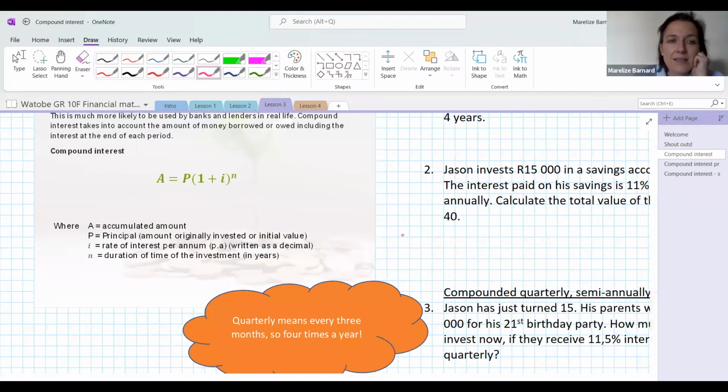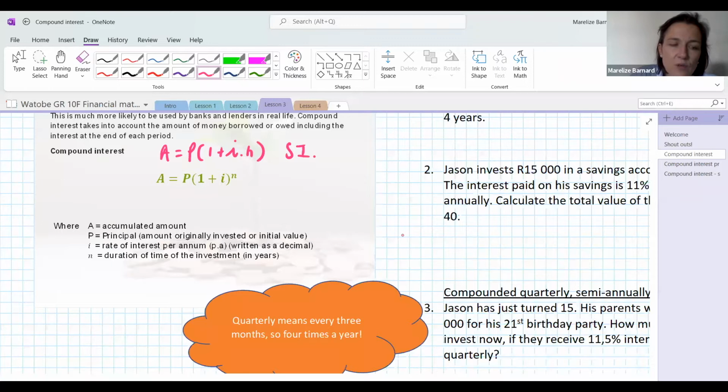The important part is that where we had simple interest, we had P times (1 plus i times n). That was simple interest. But this one, it's A equals P times (1 plus i) to the power of n. That is because of the interest on interest that we get, the exponential growth that happens when we do compound interest.